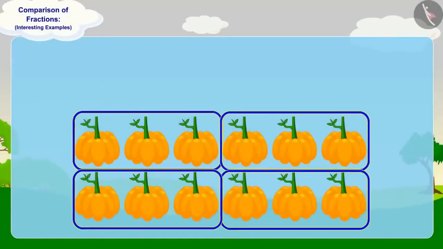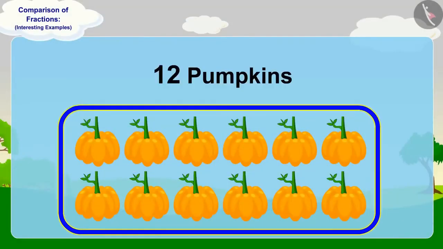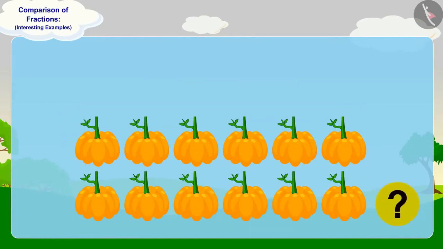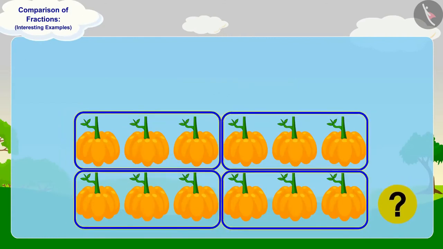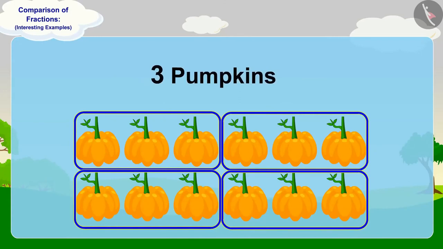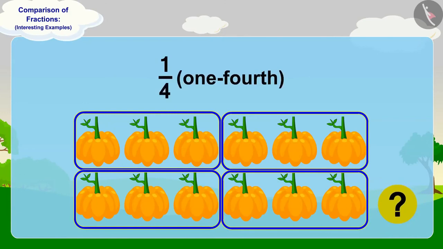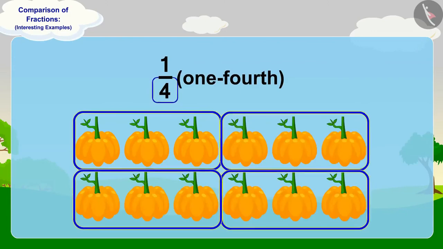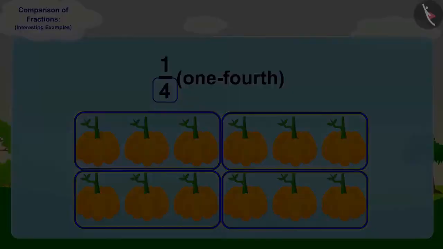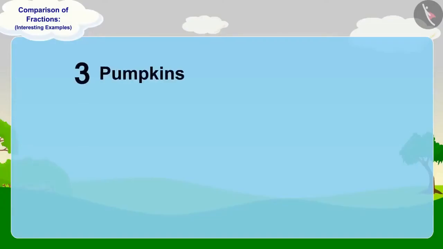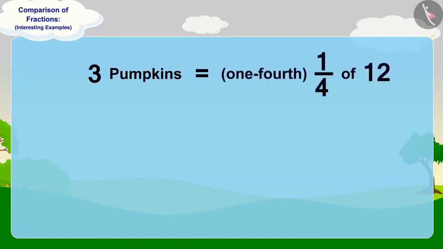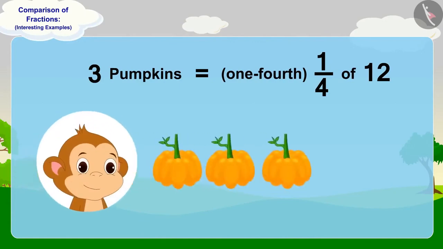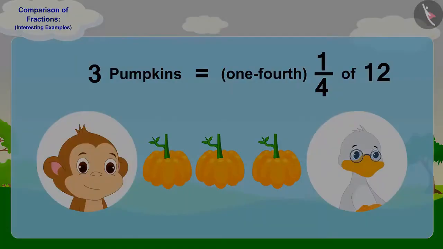If we make 4 equal parts of 12 pumpkins, then how many pumpkins will be there in each part? Exactly 3 pumpkins. Now, what will we do to get 1/4 part? Take 1 part out of these 4 equal parts. In this way, 3 pumpkins are 1/4 part of 12 pumpkins. Babban will give 3 pumpkins to uncle.